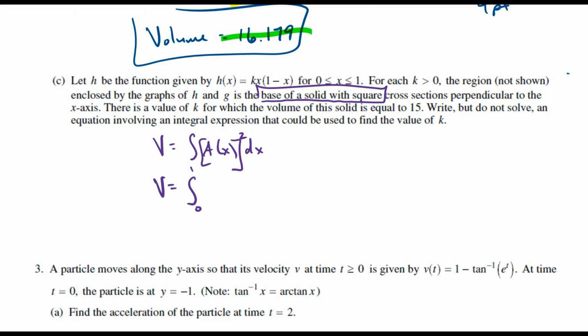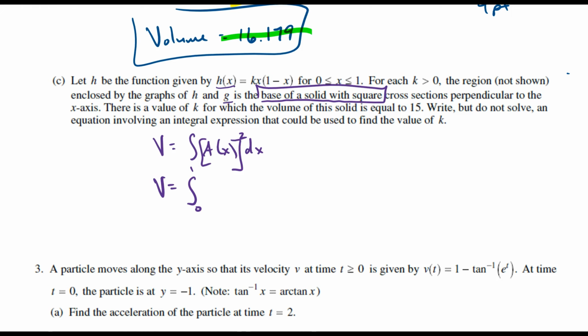well, let's see. So it says enclosed by the graphs of h and g is the base of a solid with square cross section perpendicular to the x-axis. Well, we're going to have the square is just the side lengths. So we have two side lengths. We have the h and the g.